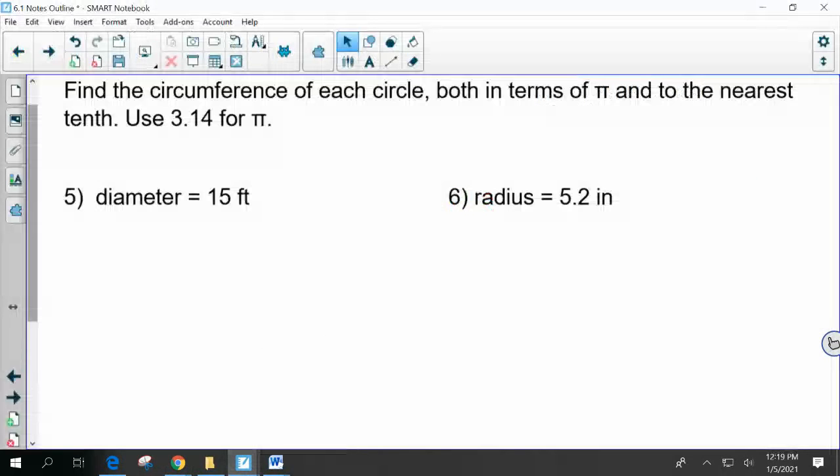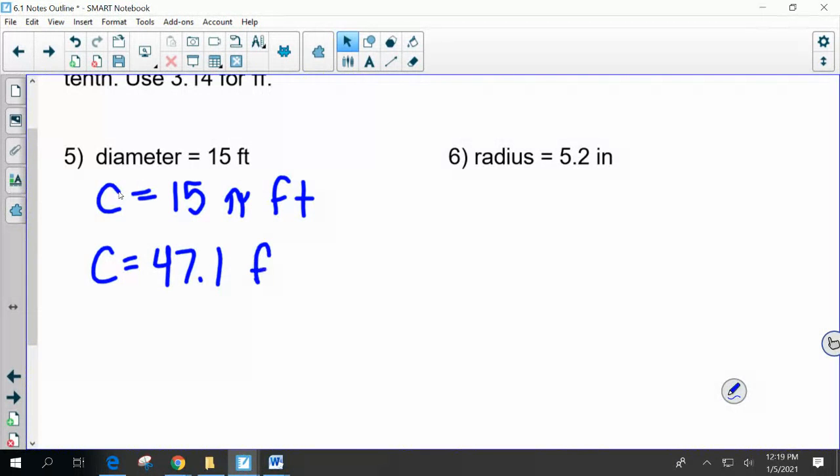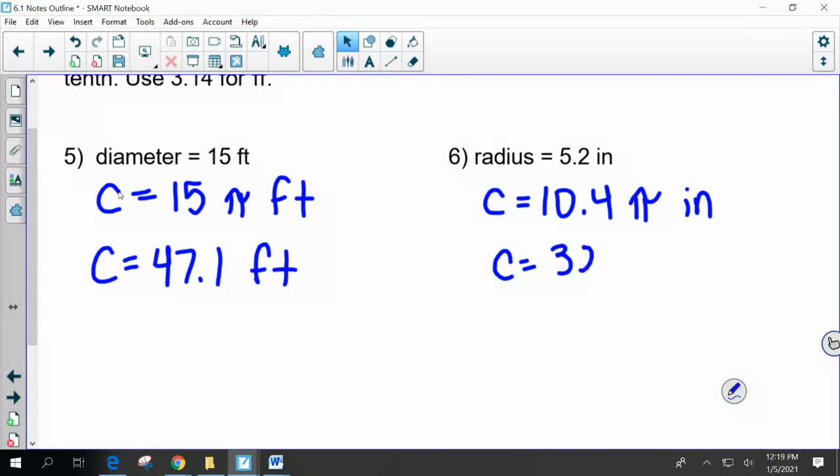All right, so for number 5, you should get C equals 15 pi feet. And then your answer to the nearest tenth would be 47.1 feet. And then for number 6, you should get C equals 10.4 pi inches. And C equals 32.7 inches.